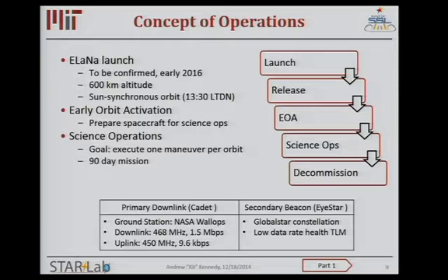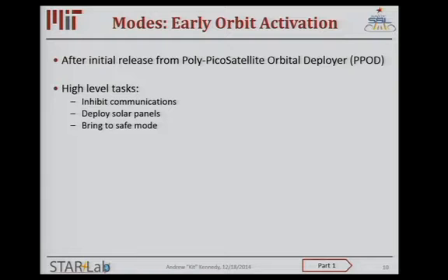And I have some information below about our radios. The important point is that when we have our ground station in sight, we have a 1.5 megabit per second downlink rate. And then we have a secondary beacon that is always sending packets through the Globalstar constellation, which is kind of nifty for a CubeSat.